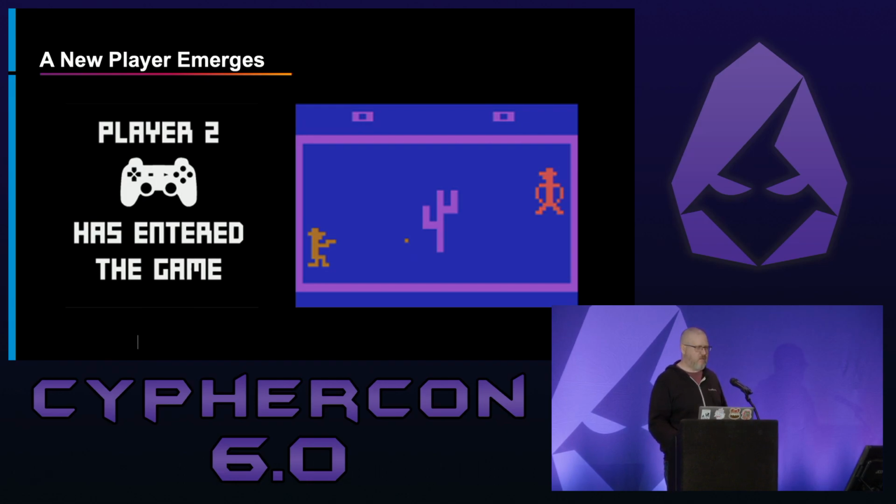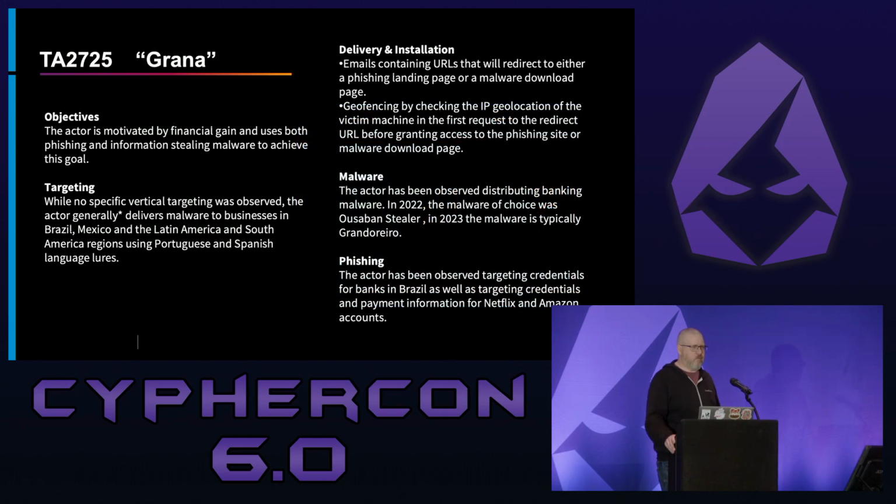In this case, we've called it TA2725. Proofpoint uses the TA designations there. Internally, I called it Grana, which in Portuguese, Spanish, and a lot of languages means like cash money. It's a financially motivated threat actor. They're using both malware and phishing, which was very unique. Most of the threat actors that we've seen pick one or the other. They aren't really doing both.